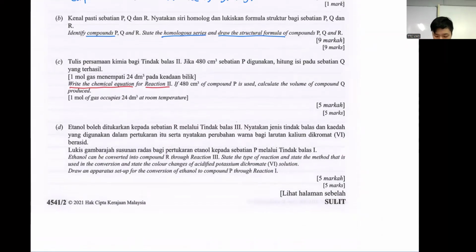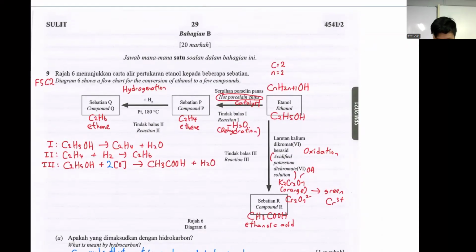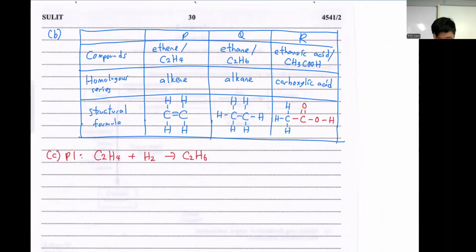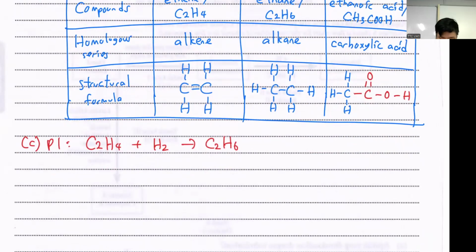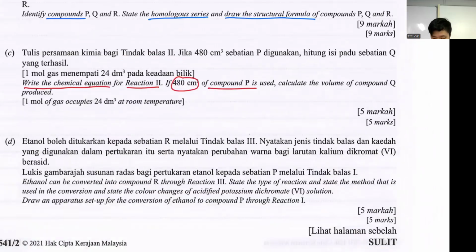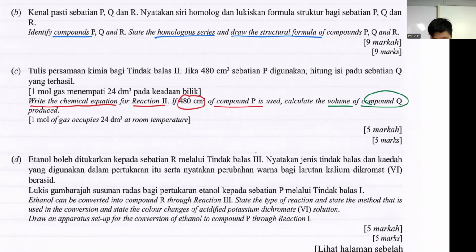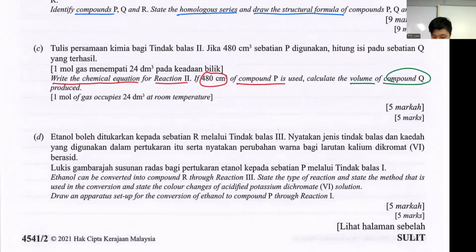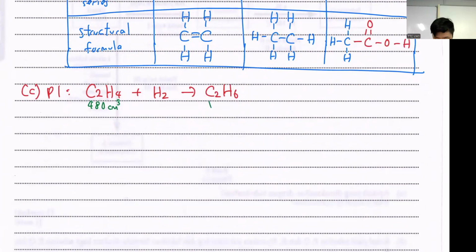Then they ask you, if 480 cm3 of compound P is used, which one is compound P? Compound P is ethene, C2H4. So 480 cm3, write down the information: 480 cm3 of ethene. Calculate the volume of compound Q produced. Compound Q is ethane. So volume, how much? V equals question mark. So again, the 3 steps, right?